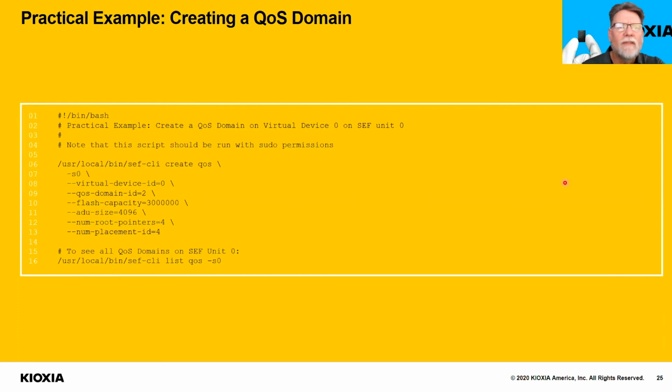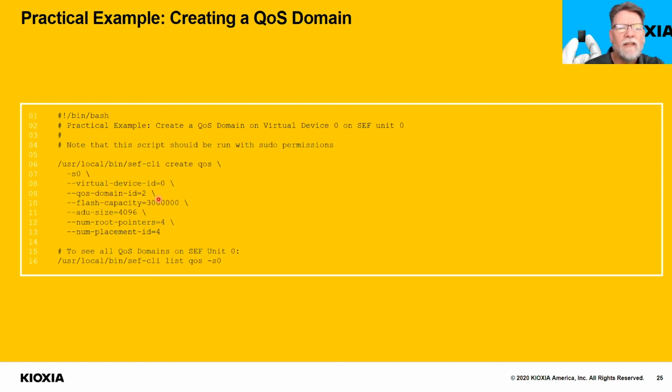The next example is that of creating a QoS domain. And when you're creating a QoS domain, you get to specify the queue assignments for each of the flash operations. Note, same invocation line, but now we're saying instead of create virtual device, we're creating a QoS domain. We're specifying it to operate on the SEF unit 0, the first unit present in the system. We're going to give that virtual device that we used in the last example as input here. We're saying create this QoS domain on virtual device 0.